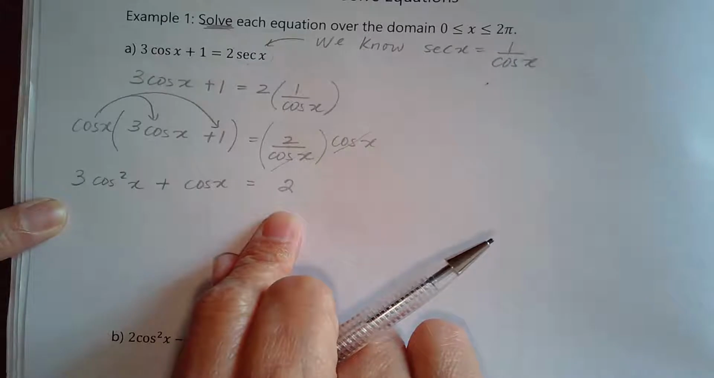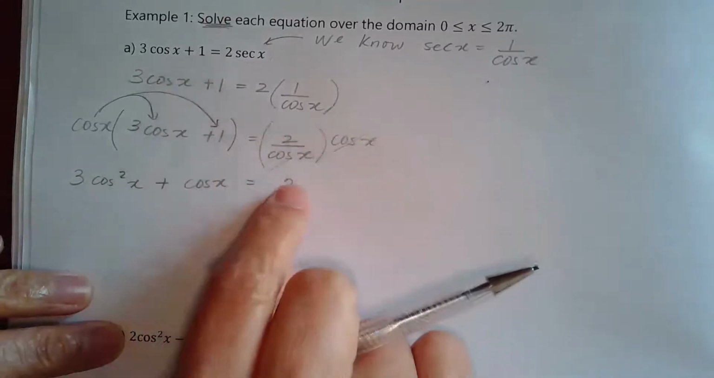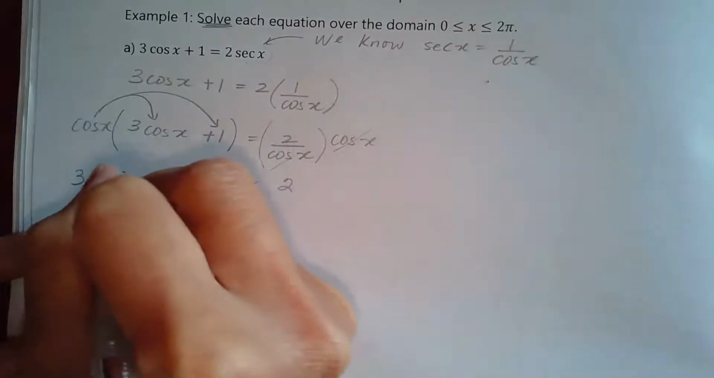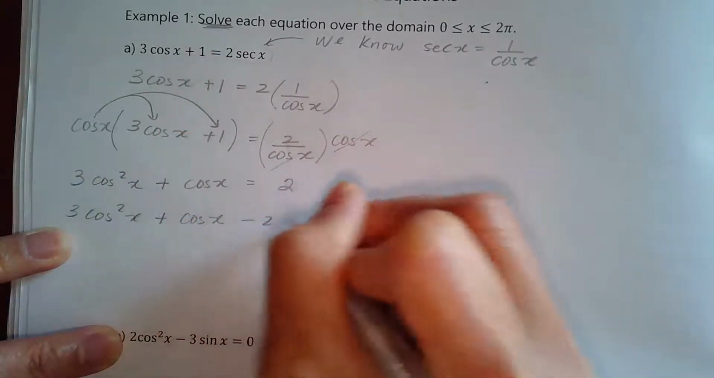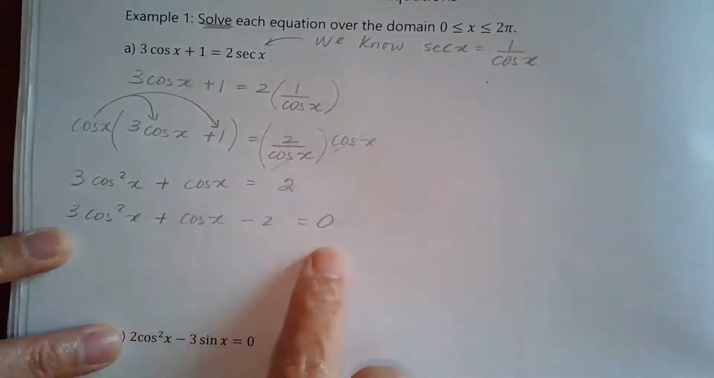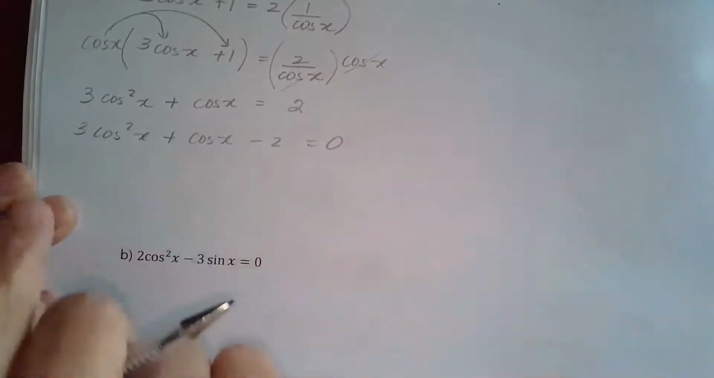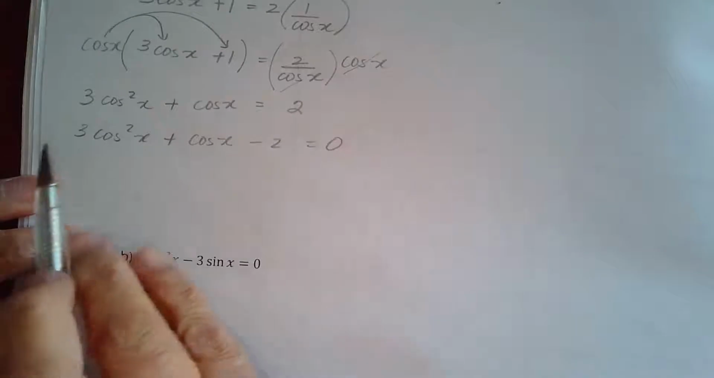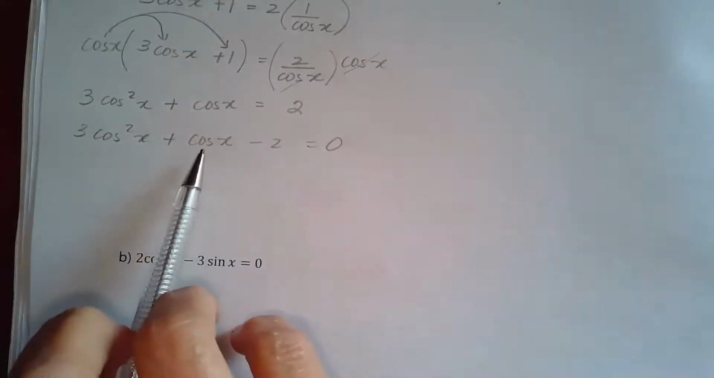Now we're going to end up with a trinomial in here. This is going to be a quadratic trig equation. So bring this 2 to the left side. That becomes 3 cos squared of x plus cos of x minus 2. Now we've seen something like this already before, so this is nothing new to us. How can we factor this? We have 3 cos squared of x plus cos of x minus 2.